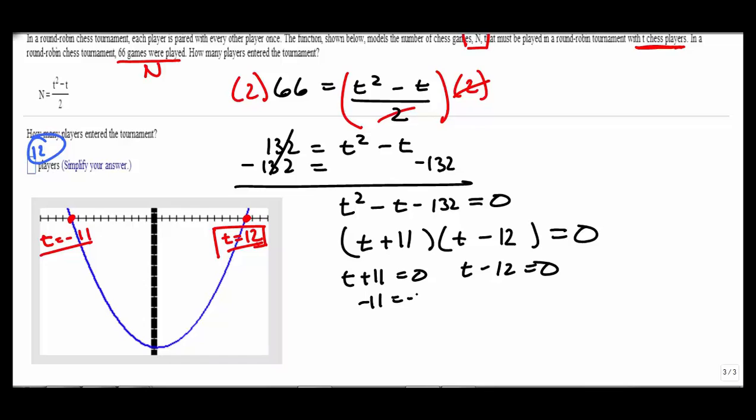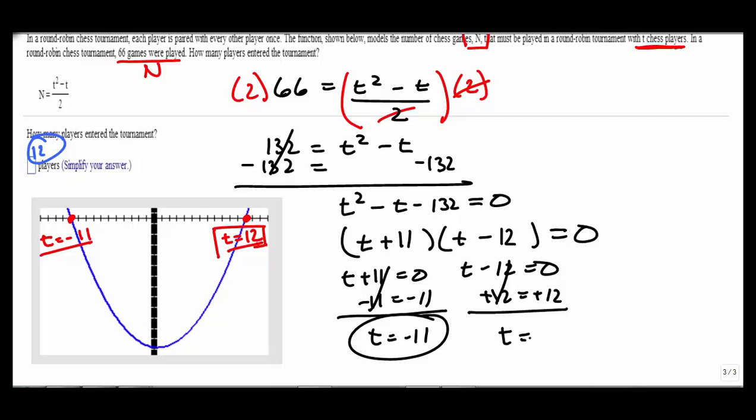Now the cool thing about this is we already know our solution from graphing, but it's nice to verify it by hand. So these are our two solutions. However, negative players don't make sense. So I have 12 players showing up, and if I have 12 players showing up playing in a round-robin chess tournament, 66 games will be played. And so that allows you to kind of prepare in advance, I guess, for how much time that will take. So graphing helps a lot. Now, not all of our problems can be solved with graphing, but when we can, it's a really good idea to graph these types of problems.